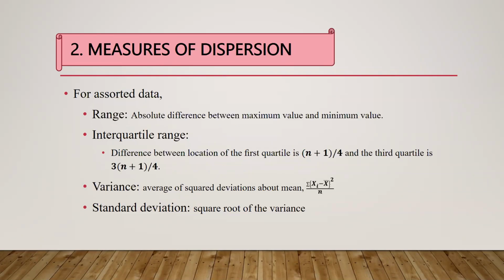Next, let's talk about measures of dispersion. To measure dispersion, we can look at range, interquartile range, variance, and standard deviation. Range is the absolute difference between maximum and minimum value. Interquartile range would be the difference between the first quartile and the third quartile. Variance is the average of squared deviations above the mean. And standard deviation would be square root of the variance.